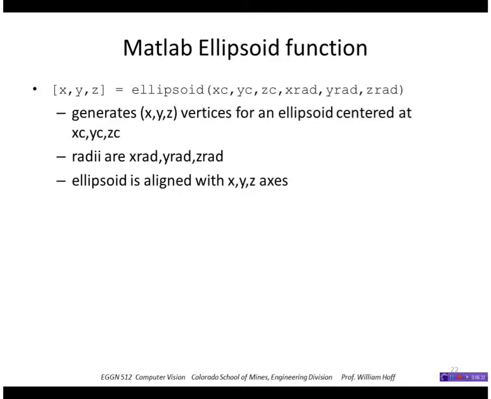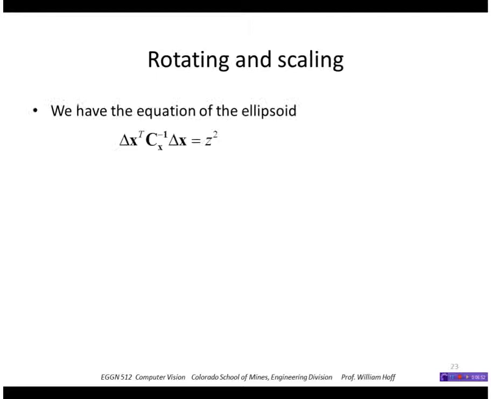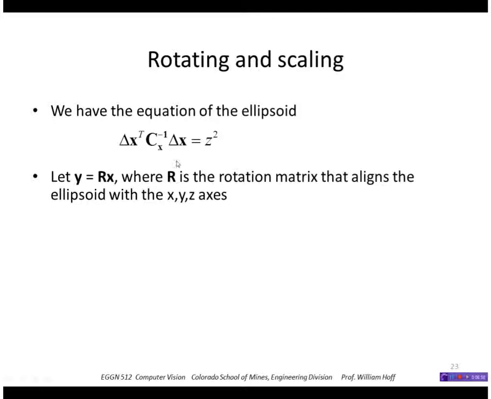MATLAB's ellipsoid function gives us the vertices of an ellipsoid centered at these coordinates with this radius. But the ellipsoid is aligned with the XYZ axes. So we need to find the correct radii and rotate the vertices appropriately. So the way we do this is we start with the equation of the ellipsoid. We want to find a rotation such that if we apply a rotation to our vertices, we would get an ellipsoid that is aligned with the XYZ axes.